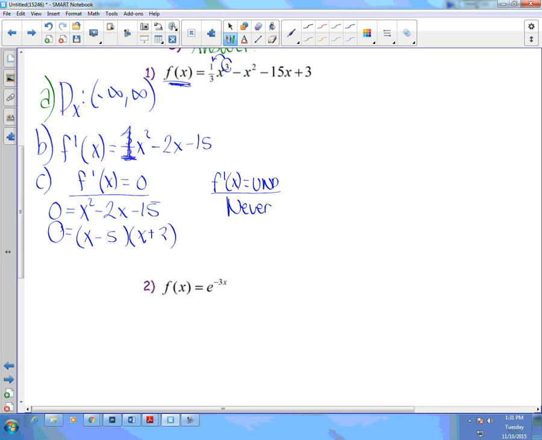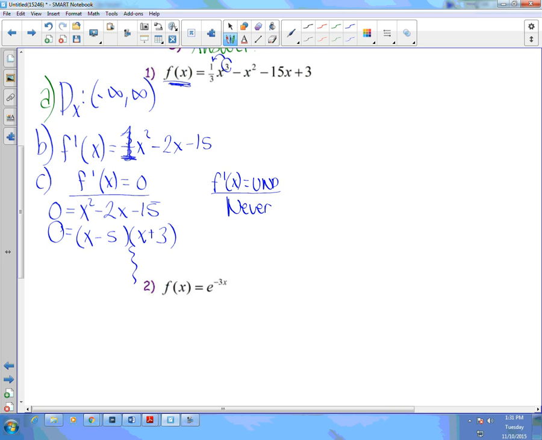Do we agree with this? (x minus 5)(x plus 3)? Negative 5 times 3 is negative 15. Negative 5 plus 3 is negative 2. Okay, well, now set it not equal to 0.